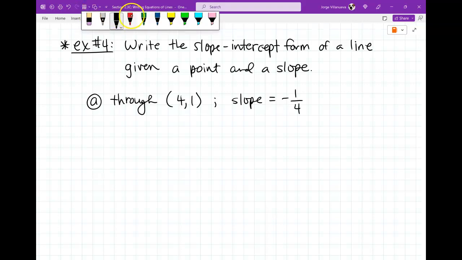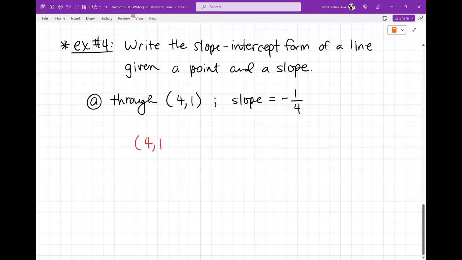Okay, if you're like me, I like to relabel. So my point, I don't need to relabel. It's 4, 1. That's simple. But my slope is negative 1/4.